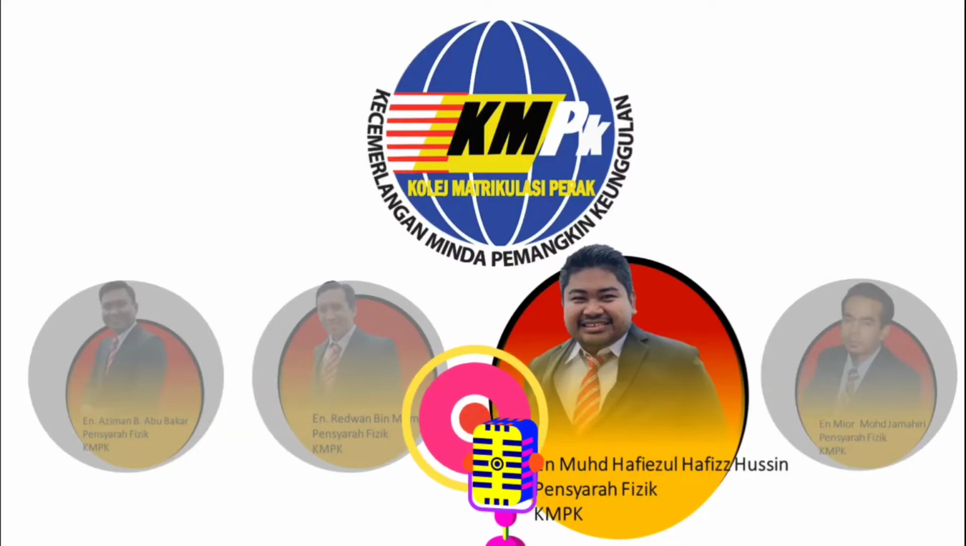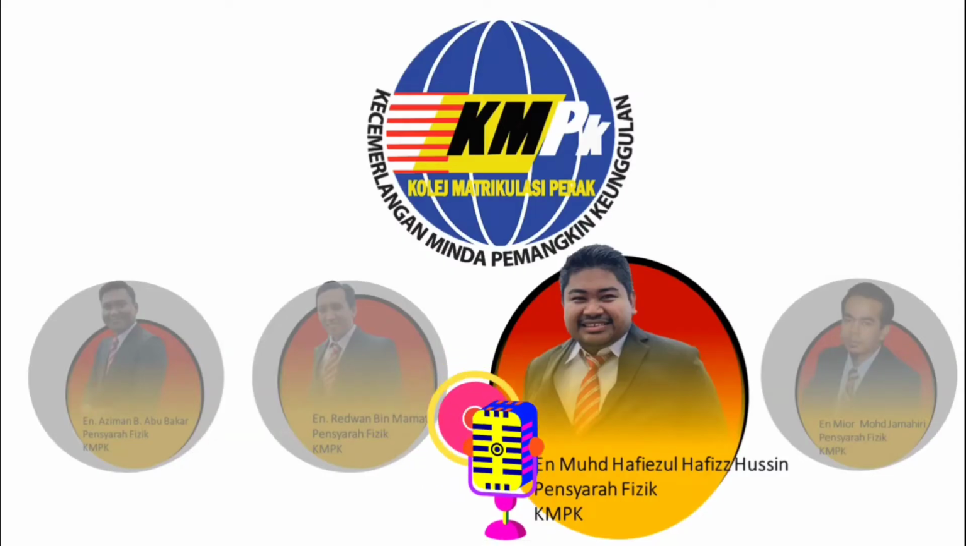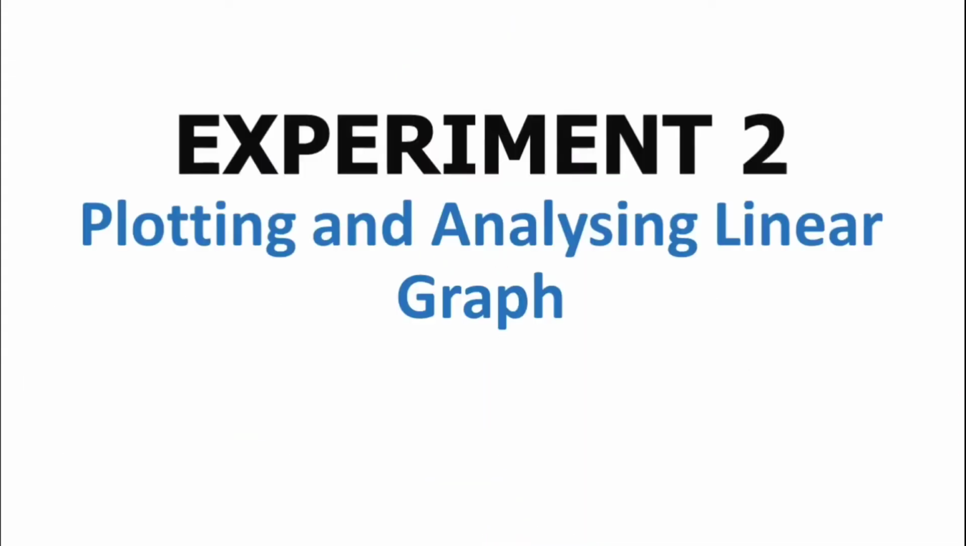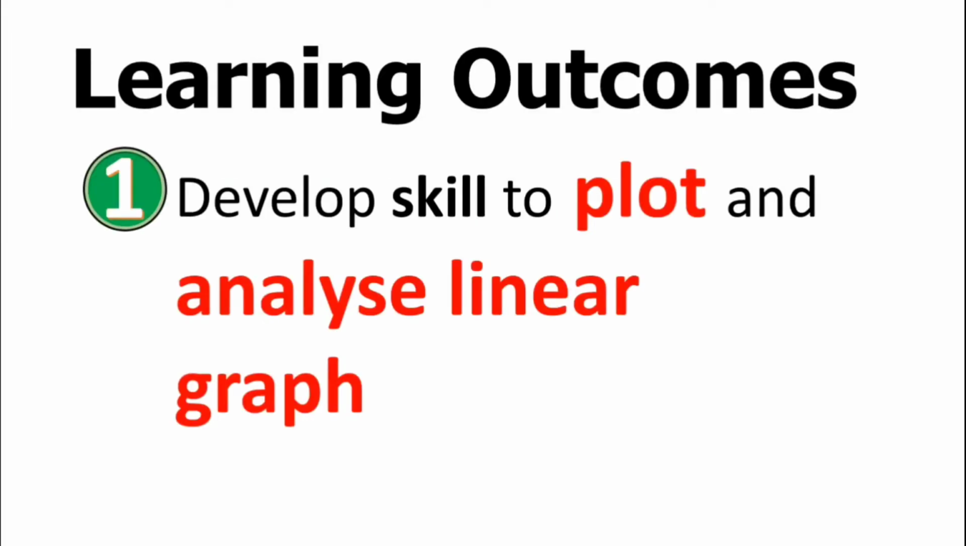In the previous video, we have looked at how to determine the uncertainty of measurement and how to calculate the uncertainty for a calculated or derived quantity. In this video, we are going to look at experiment 2, plotting and analyzing linear graph. At the end of the video, you should be able to develop the skill of plotting and analyzing linear graph. Or, in other words, we are going to look at how to represent the data graphically.